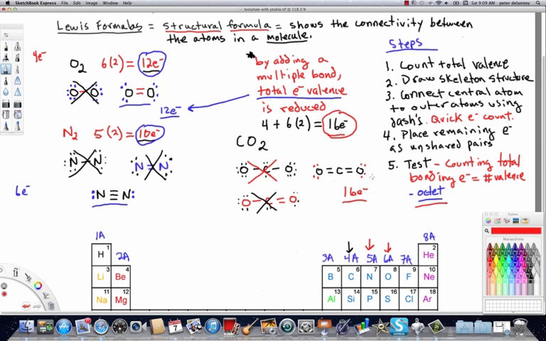Now I go to part B. Do we have the octet? 2, 4, 6, 8. Good. I look at my carbon. 2, 4, 6, 8. Good. And then I look at this oxygen. 2, 4, 6, 8. Awesome possum. This is the best structure. All right, we're going to close here and we'll go to another practice video.